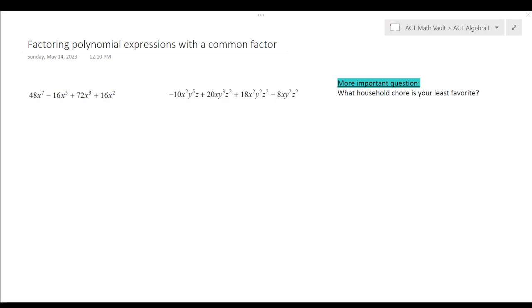And to make sure that we don't take ourselves too seriously, let's think about the fun question: what household chore is your least favorite?